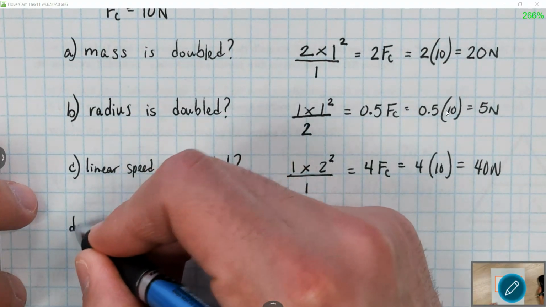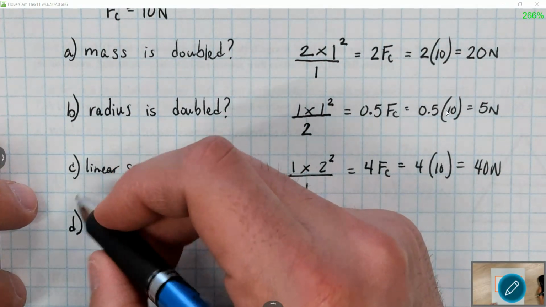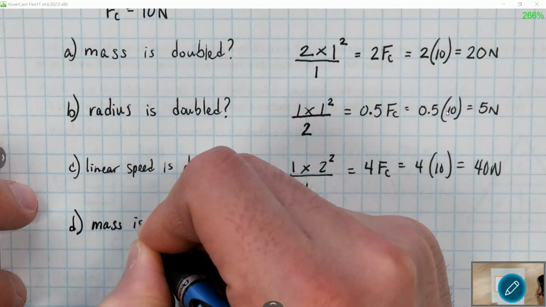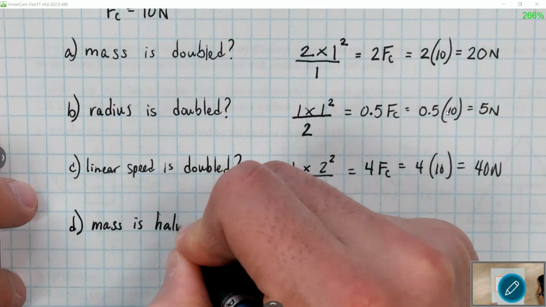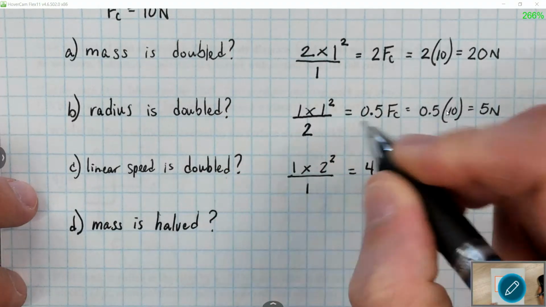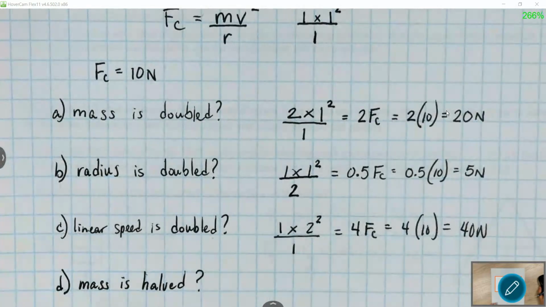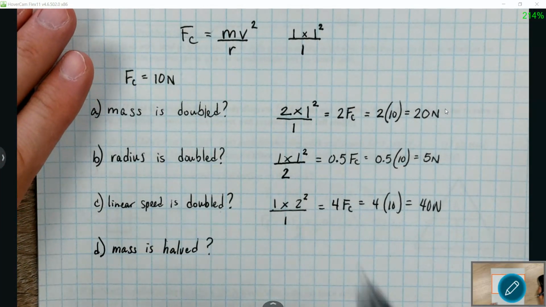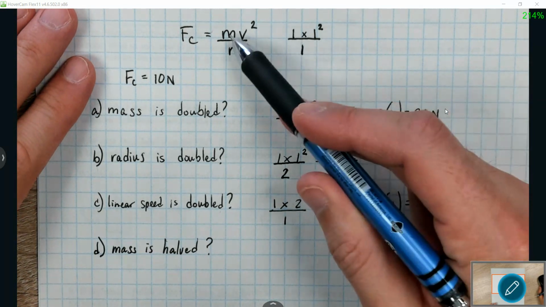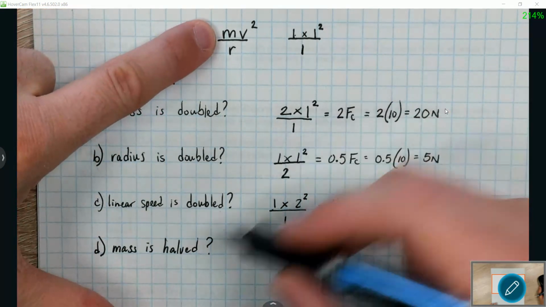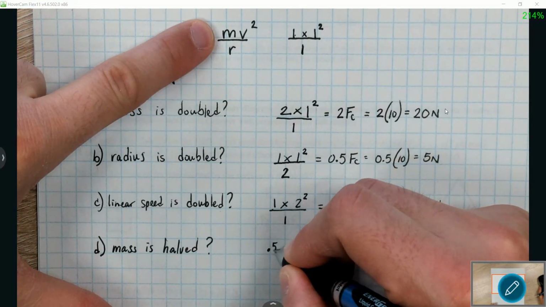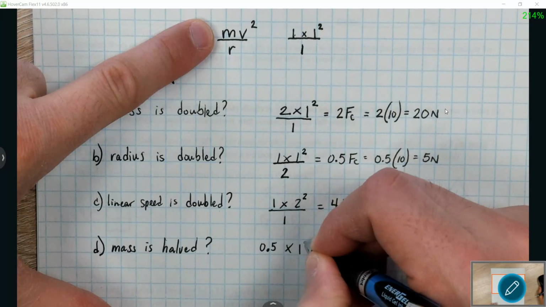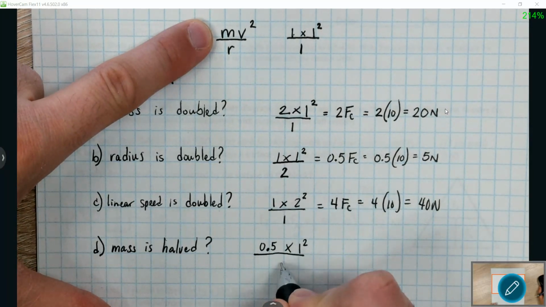So we've seen what happens when we increase each of these. What happens if we decrease them? What if the mass is cut in half? We can just use 0.5 for it. So the 1 that's m becomes 0.5. They don't tell us anything else changed, so this is a 1 squared, this is a 1.